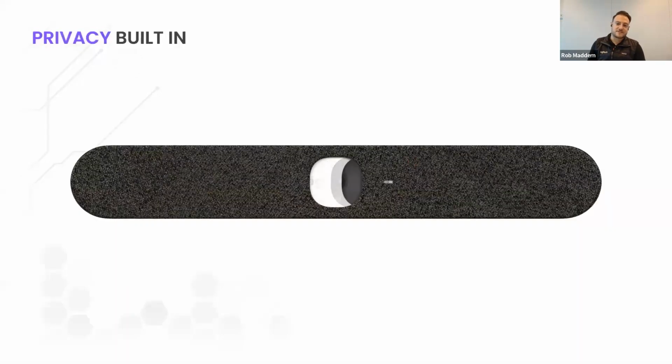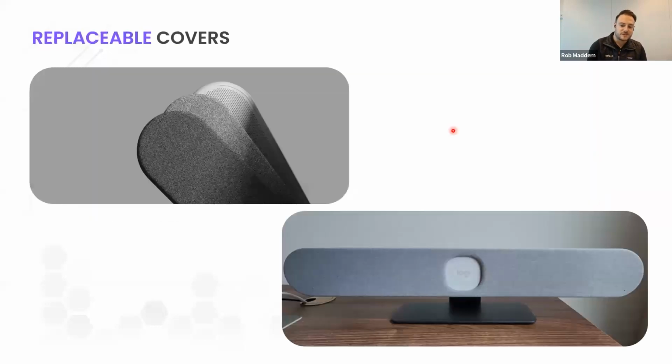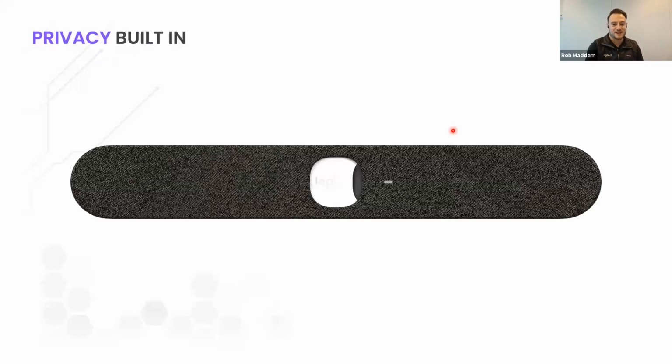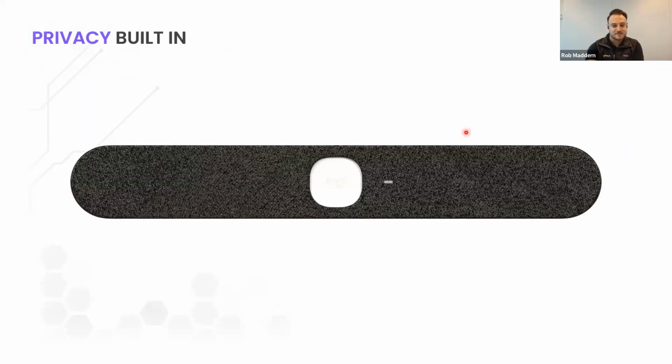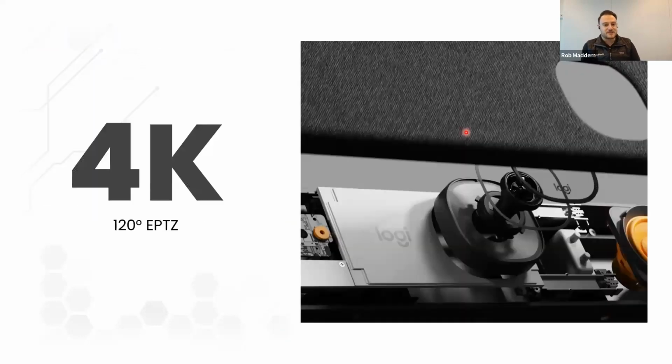Another cool thing we have here is this privacy shutter built in. Sorry, the wonky animation there. There we go. We have this privacy shutter built in. So it's the first of our product to have that privacy shutter included in the device, which gives you a nice little visual indicator of whether the camera is in use or not.